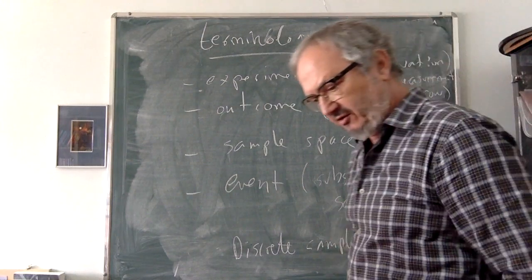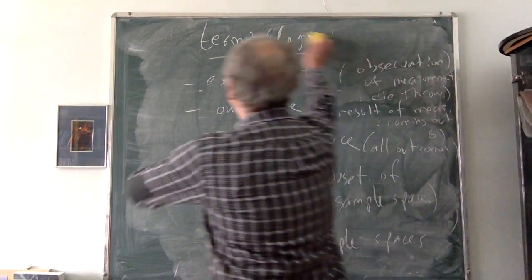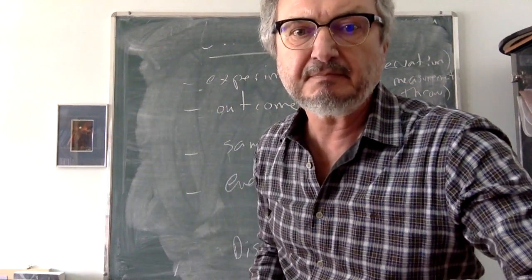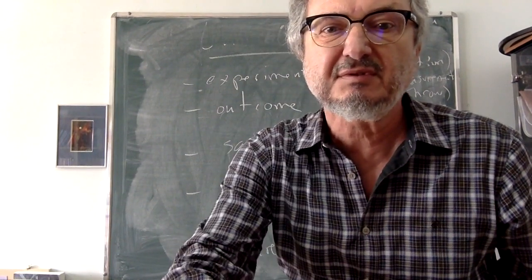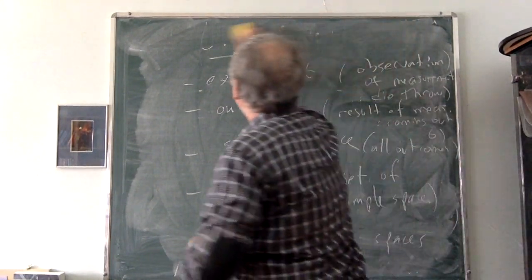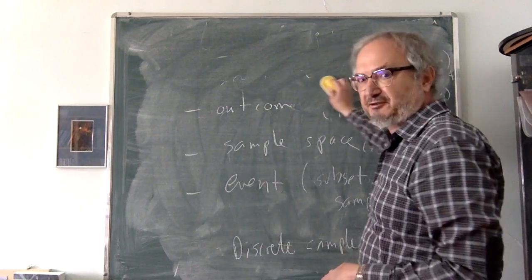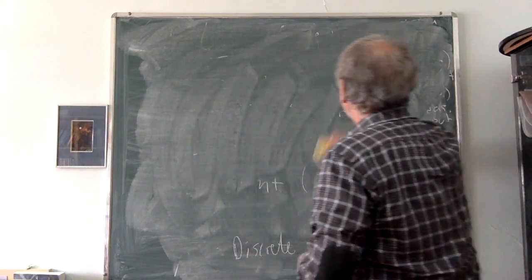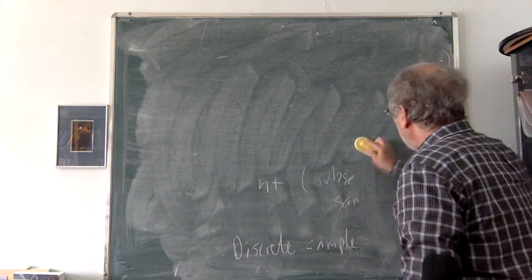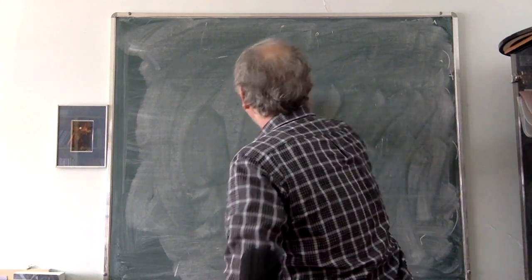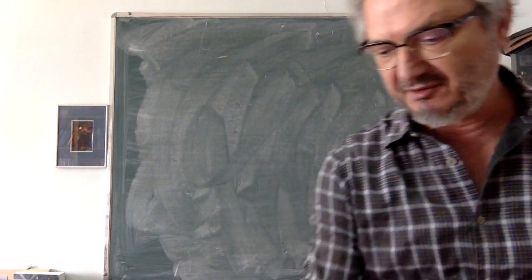Some basic ideas of probability theory. I'm trying to figure out how I'm doing on time. Introductory stuff is always difficult.